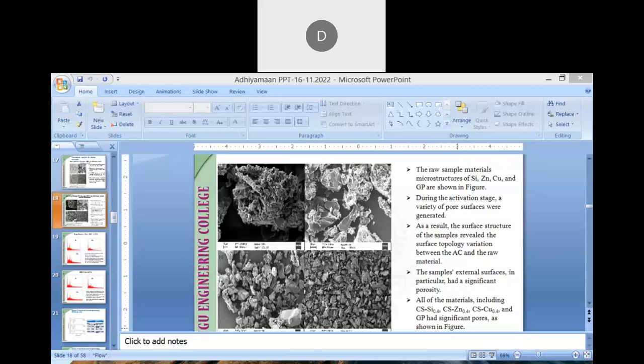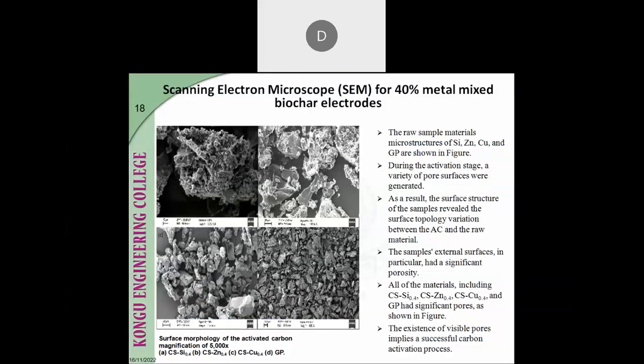And of course, if you see the CSI.4 or zinc combination or copper combination, and also in addition to the graphene, all will have significant pores. From this we'll be able to analyze the pore size, sample size, everything. So this is about the SEM analysis.